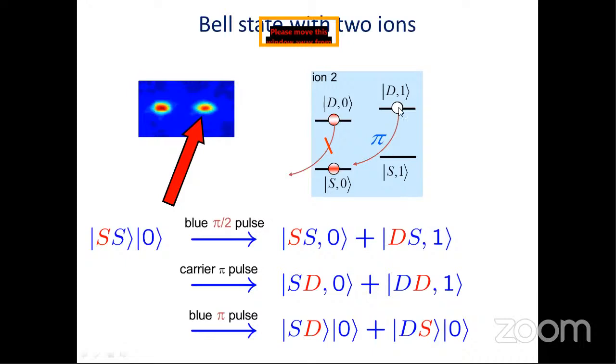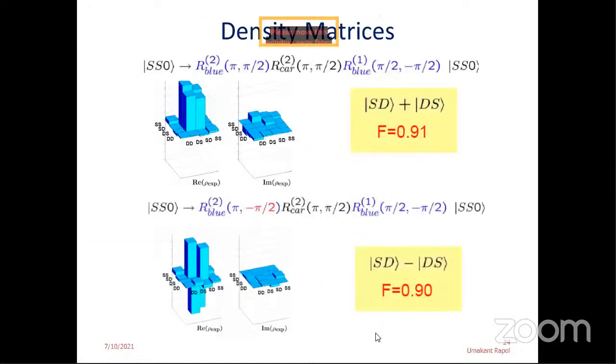However, the excited state here with the motional mode 1 actually comes back to this lower ground state, and then you create the SD plus DS state. Now, by manipulating the phase of these pi pulses and carrier pulses, you can actually change the sign of this superposition. So you can create different states, SD plus DS, SD minus DS, by a sequence of these pulses.